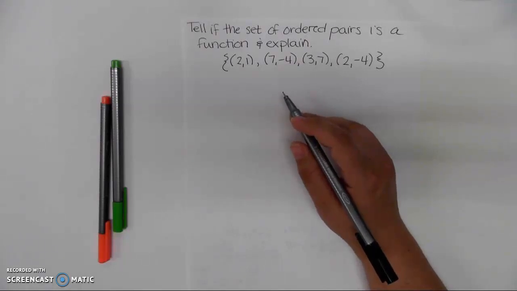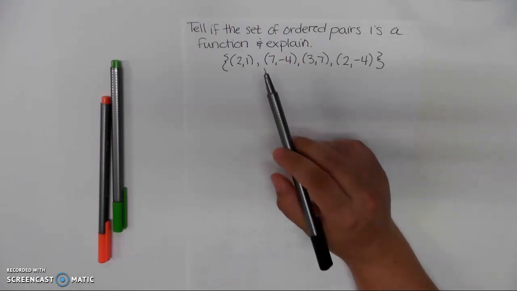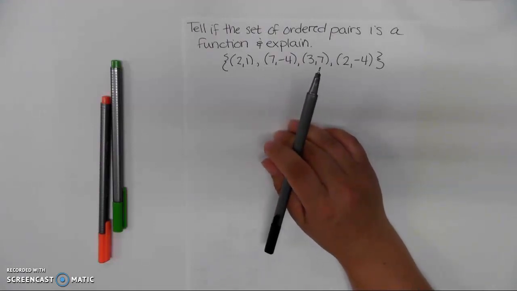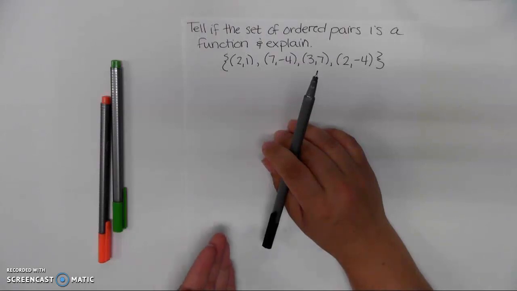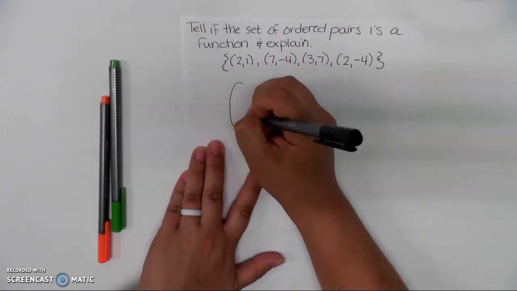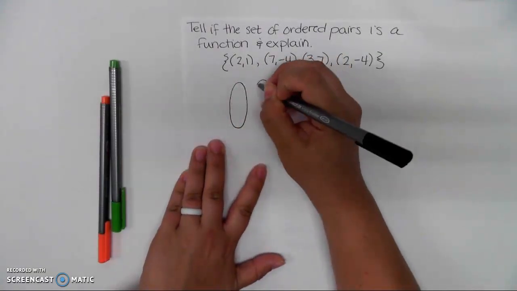All right, so we're going to talk about telling if a set of ordered pairs is a function in this video. I'm going to focus on doing that by mapping diagrams. So mapping diagrams map all your x values to a y value. And in order to do that, we're going to have two circles, or two ovals.